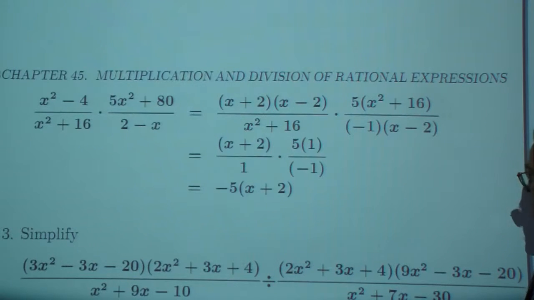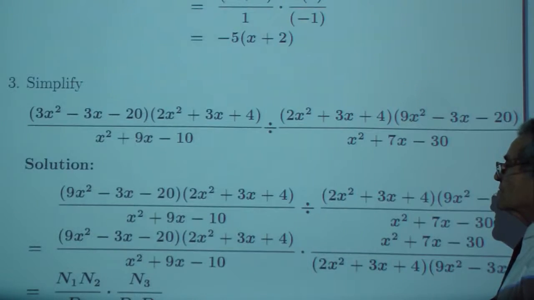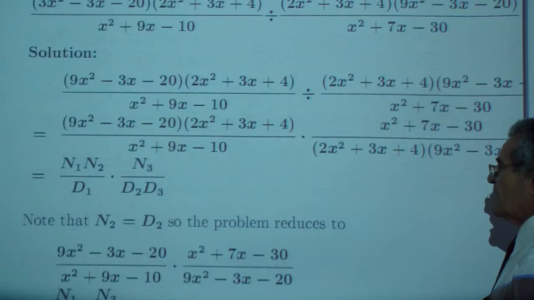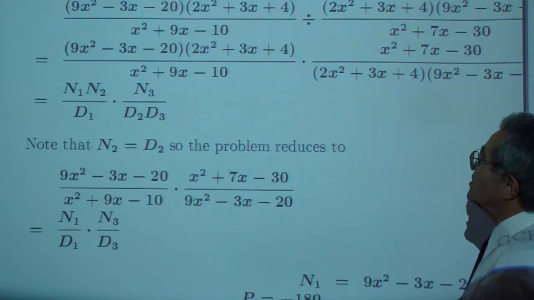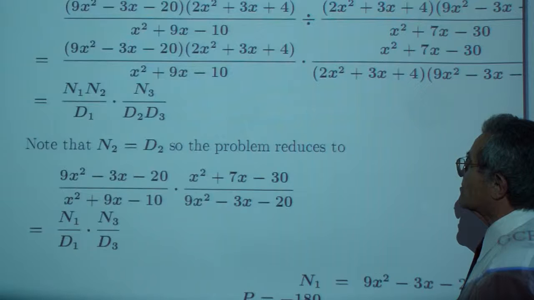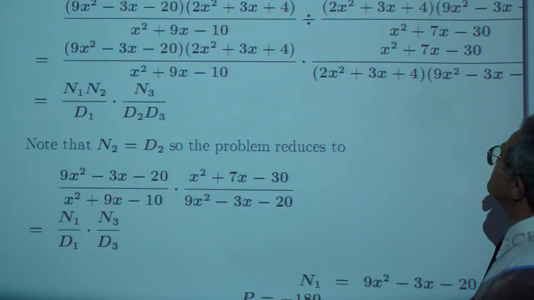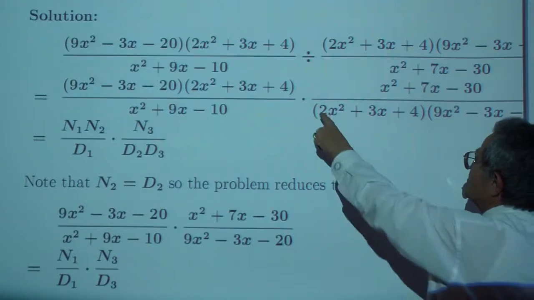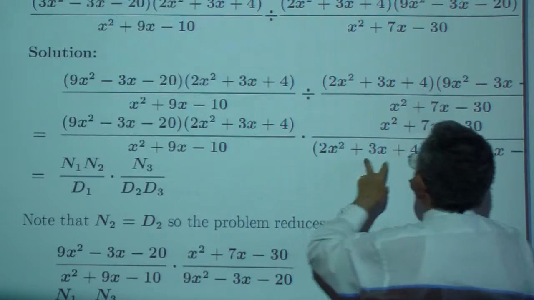Now the next one is going to be more interesting. We have n sub 1, n sub 2, and so on. So n sub 2 is equal to d sub 2. We multiply by the reciprocal of the fraction. N sub 2 is right here, d sub 2 is right here.